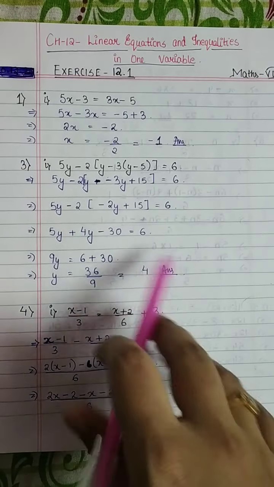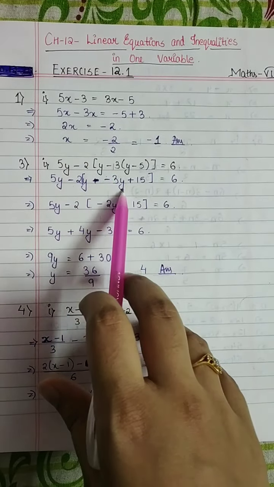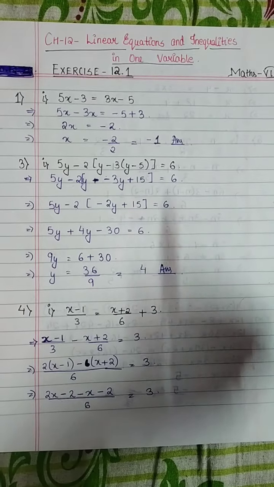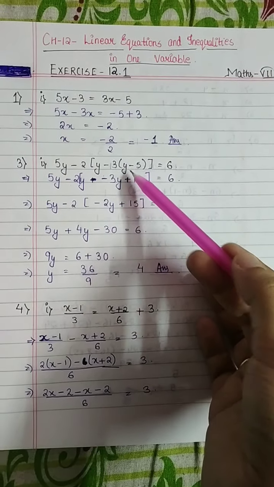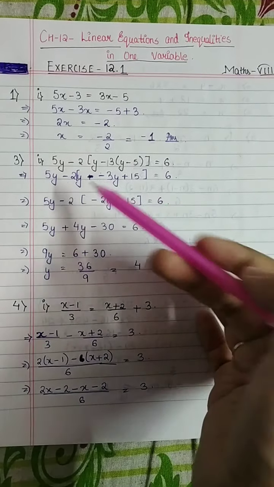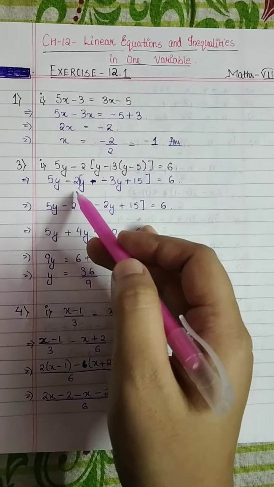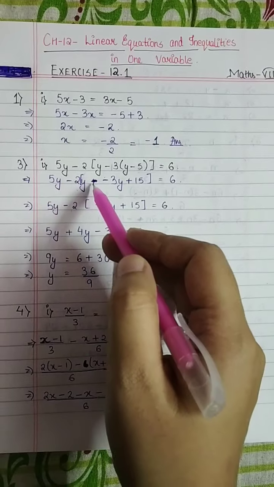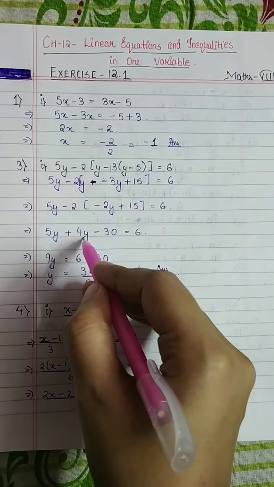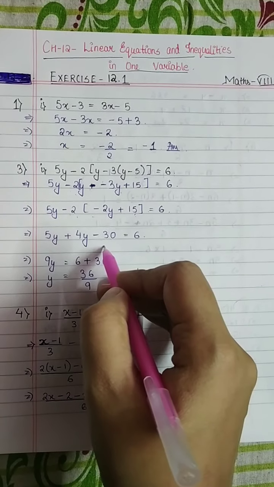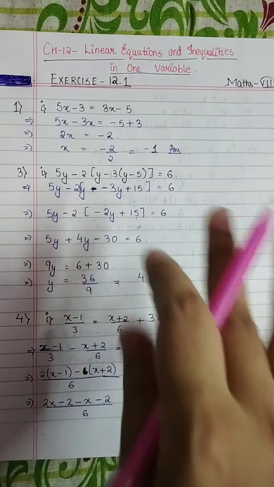Now question number 3, 5y minus 2, y minus 3y minus 5 is equal to 6. Now again you open the first bracket first. So it will be 3y, 3 5s are 15, plus 15. Now you open the square bracket. So it will be 2y minus 3y will be minus 2y plus 15. Now you can open it. So 2 2s are 4y, and 15 2s are 30. Okay, and all the things will be written as it was.